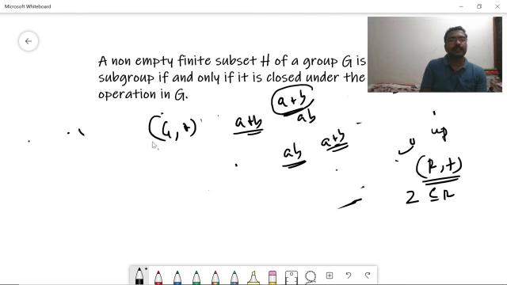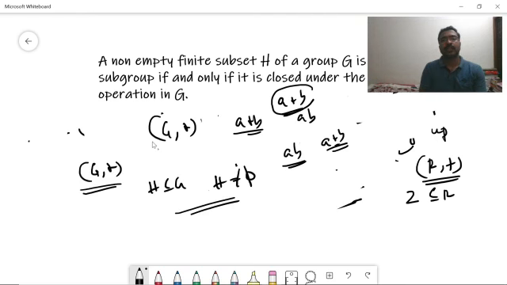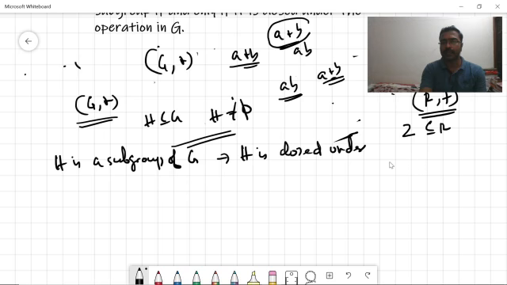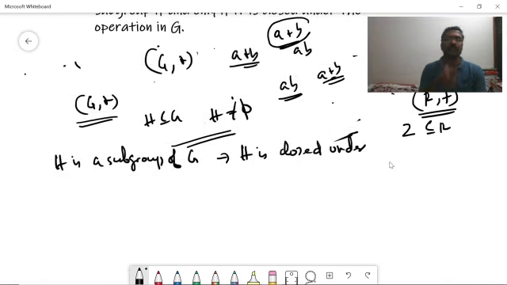Now what do you have to prove? First you will assume that H is a subgroup of G. Now what do you have to show? Just look at the statement. You have to show that H is closed under the operation in G. It's very simple because there is nothing to prove here as such, since H is a subgroup, it will obey all the conditions involved in a group.